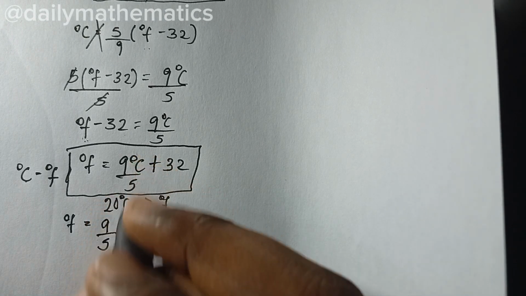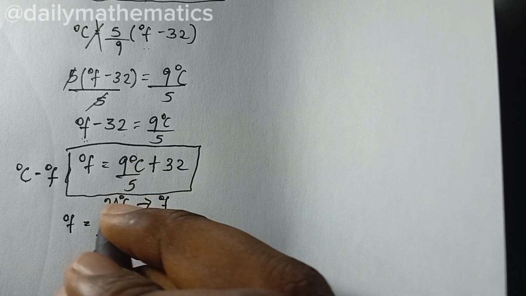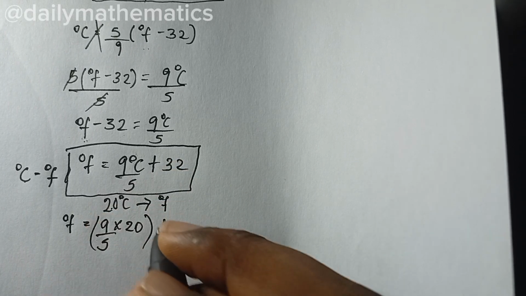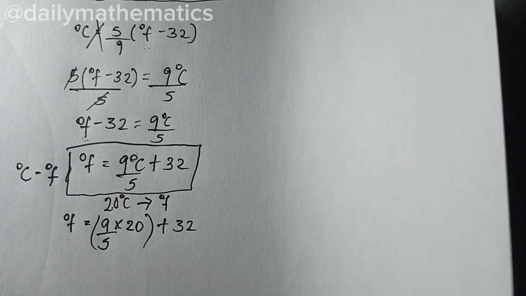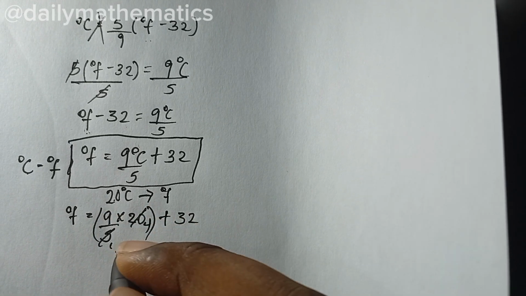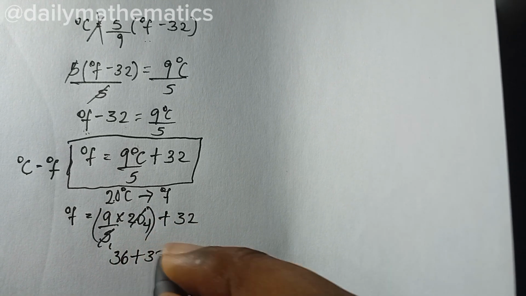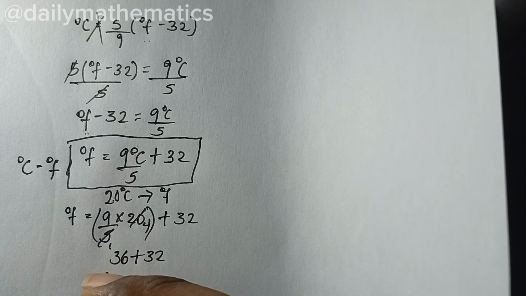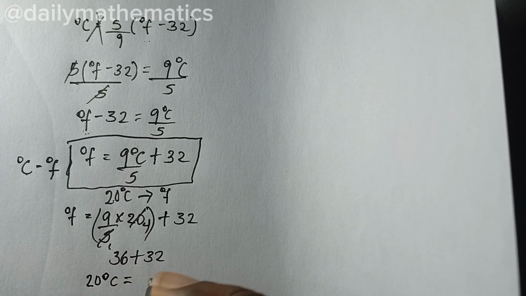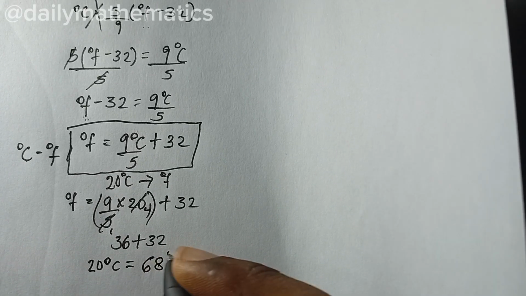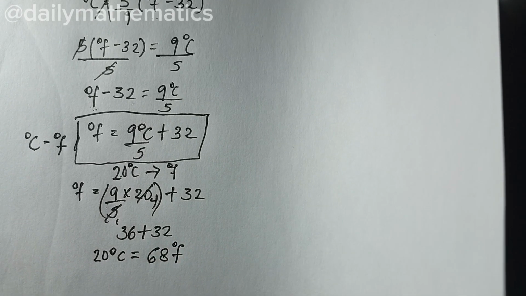9/5 times the degrees Celsius, meaning times 20, then plus 32. And so from here we have 5 here 1, 5 here 4. 9 times 4 is 36, then plus 32. So 20 degrees Celsius is equal to 36 plus 32, which gives us 68 degrees Fahrenheit.